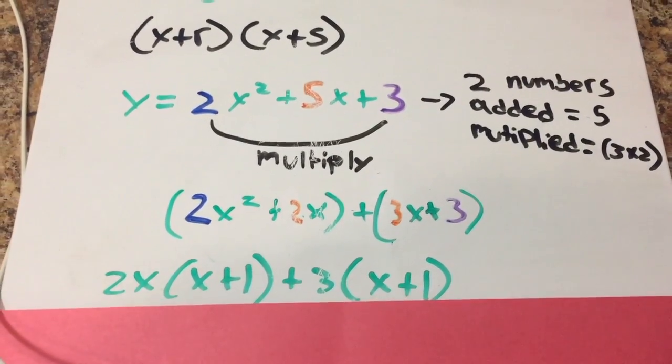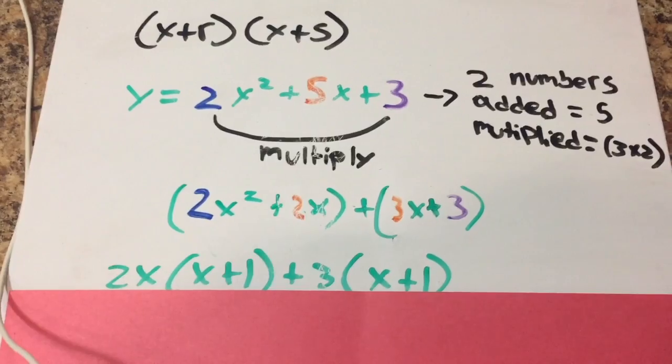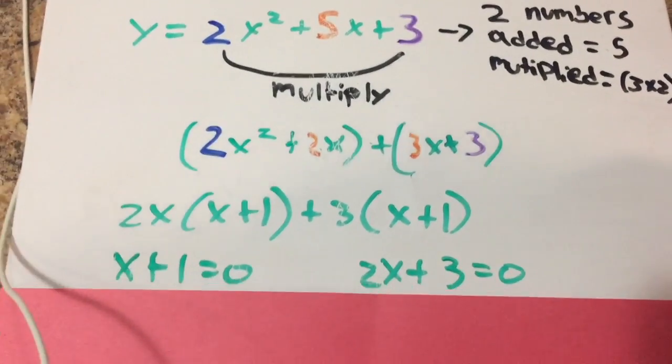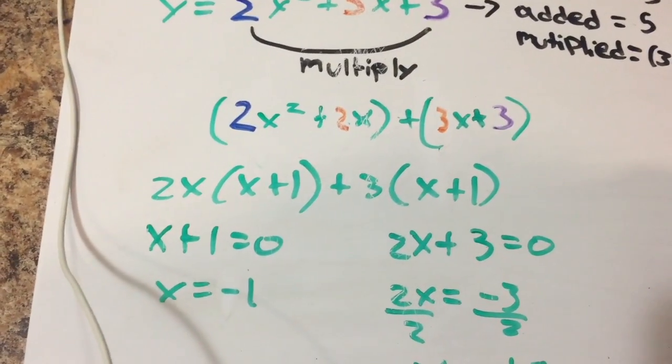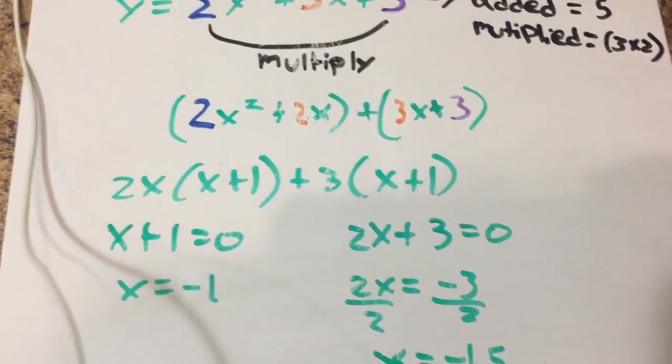And now we factor these two, and we get 2x times x plus 1 plus 3 times x plus 1. And since x plus 1 is common, that is one of our factors, and 2x plus 3 is our other. So we have x plus 1 equals 0, so we bring the 1 over and we get x equals negative 1 as one of our roots.